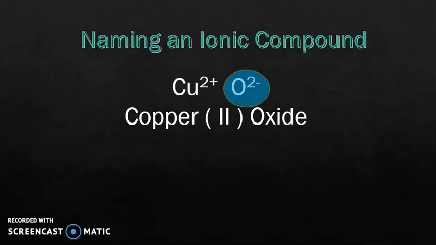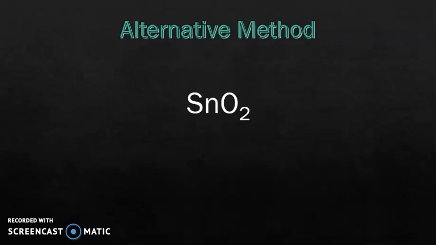Now, this method might be confusing to you, so I do have a quick alternative method that some students do find a little bit simpler. Let's take a look at this example. Again, I would love to say tin for the Sn and oxide for the oxygen, but it's not going to be that simple. Tin here is not marked as being one of our regular metals. We need to include the Roman numeral with the charge.